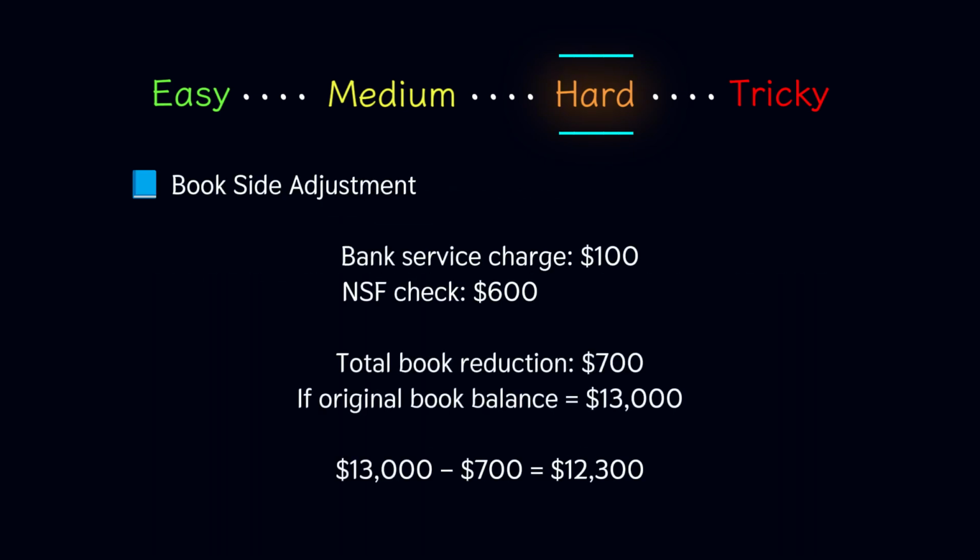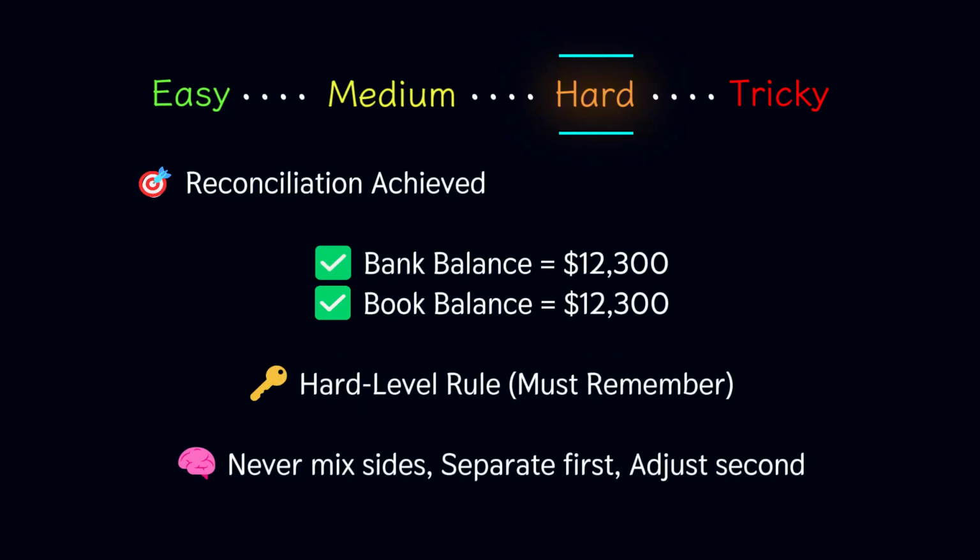Now the book side. Bank service charge reduces books by 100. NSF check reduces books by 600. Total book reduction, $700. If the book balance was originally $13,000, after adjustment, it would also equal $12,300, and that's the goal. Here's the hard-level rule you must obey. Never mix bank side items with book side items. Separate first, adjust second. Hard reconciliation questions are not about speed, they're about discipline. If you separate the sides, fix only what belongs to each side, and stay calm, you win every time.